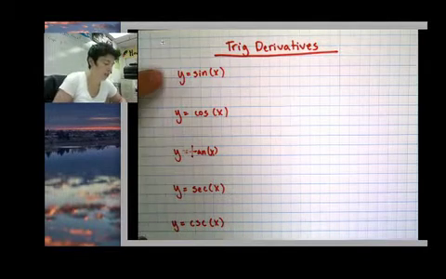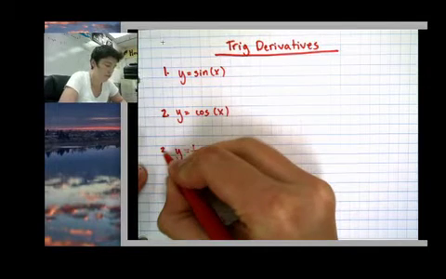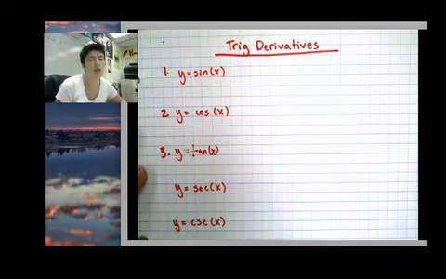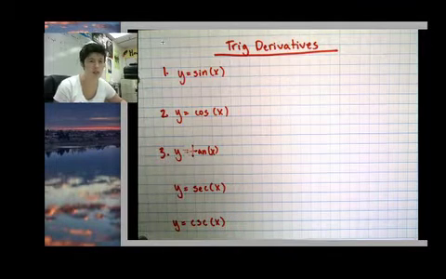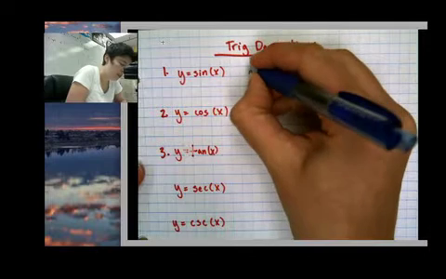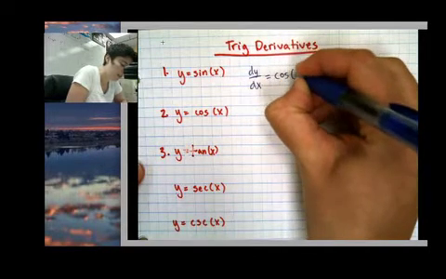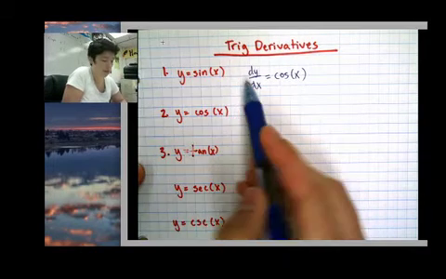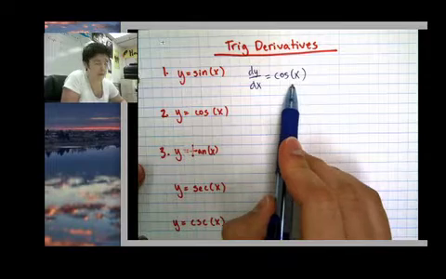So the typical functions that we know are sine, cosine, and tangent. So we should commit these to memory. If I want to derive sine, I should know right away that the answer is cosine. So the way I'm going to write that out is dy dx equals cosine of x. And you just need to remember, sine always derives to cosine. That's one of the easier ones to remember.